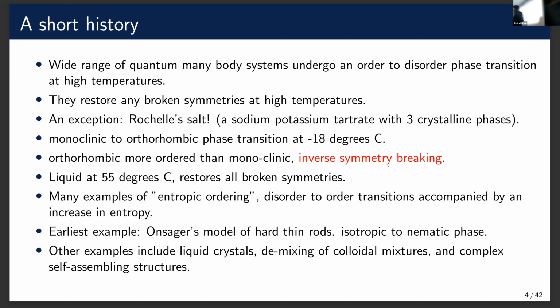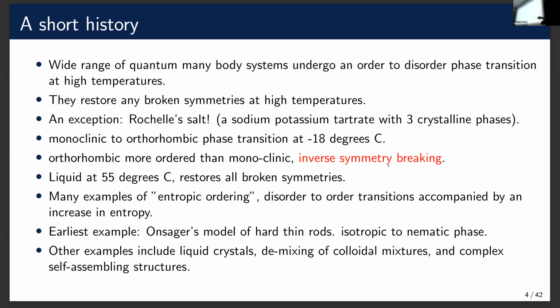There are some exceptions to this rule. One of them, which is very well known and sort of textbook material, is this thing called the Rochelle Salt. It's a sodium-potassium tartrate, which has 3 crystalline phases, and at around minus 18 degrees centigrade, there is a transition that this salt makes from the monoclinic phase to the orthorhombic phase.